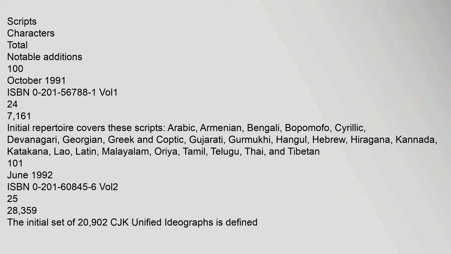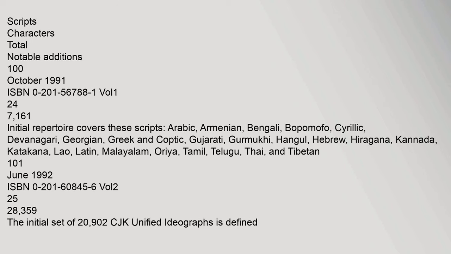ISBN 0-201-56788-1, volume 1, 24, 7161. The initial repertoire covers these scripts: Arabic, Armenian, Bengali, Bopomofo, Cyrillic, Devanagari, Georgian, Greek and Coptic, Gujarati, Gurmukhi, Hangul, Hebrew, Hiragana, Kannada, Katakana, Lao, Latin, Malayalam, Oriya, Tamil, Telugu, Thai, and Tibetan.